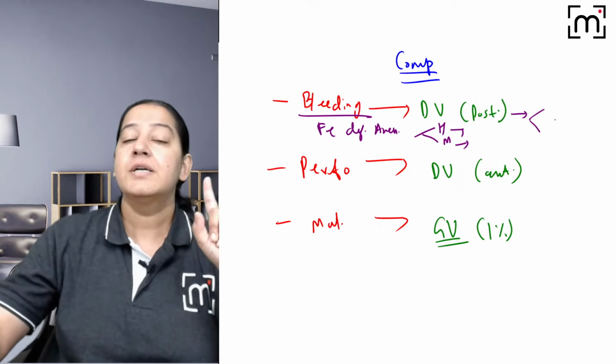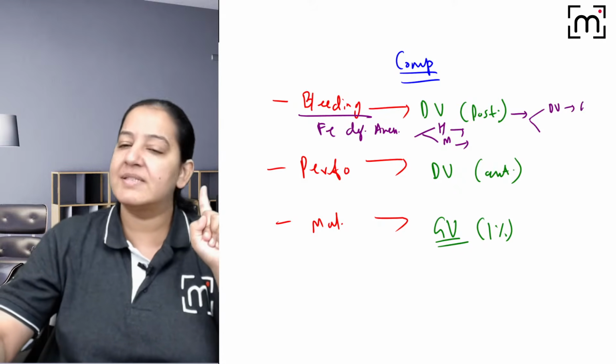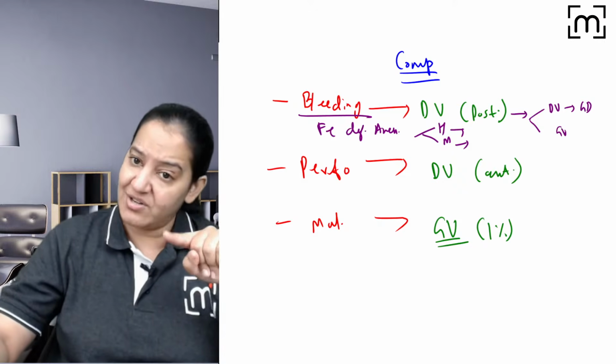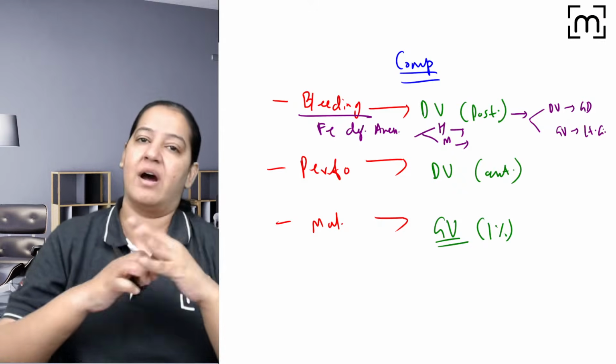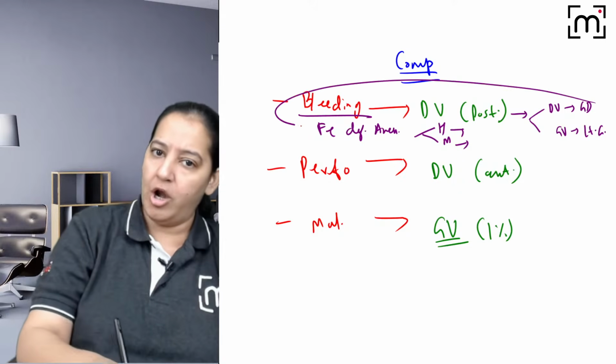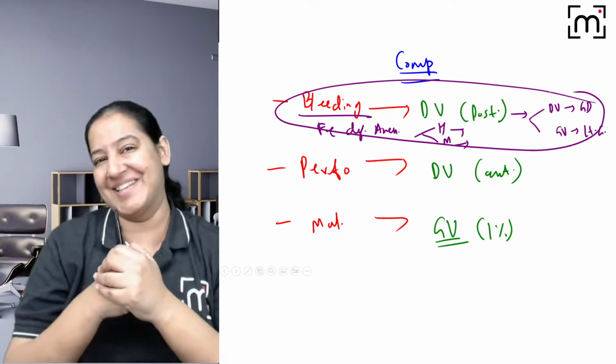Tell me the name of the 2 arteries. So if it is duodenal ulcer, the name of the artery is gastroduodenal artery, and if it is gastric ulcer, the name of the artery is left gastric artery. You should know the artery. So that's all about bleeding. All the MCQs, theory, everything is covered.